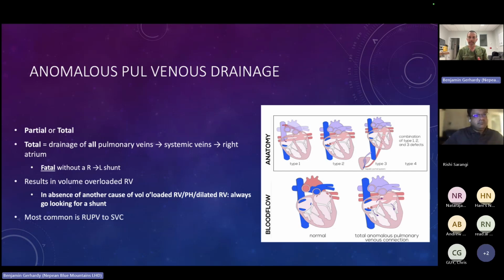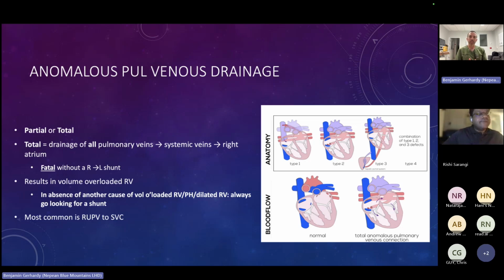But what you end up getting is some blood flow that's come from the lungs back into the right heart to loop through that circuit again. Now, one really important point to walk away from this talk with is: if you see a dilated RV or features of a volume overloaded RV and you don't have a cause, then you've got to go look for a shunt, because this one in particular is missed all the time according to the evidence that's out there.